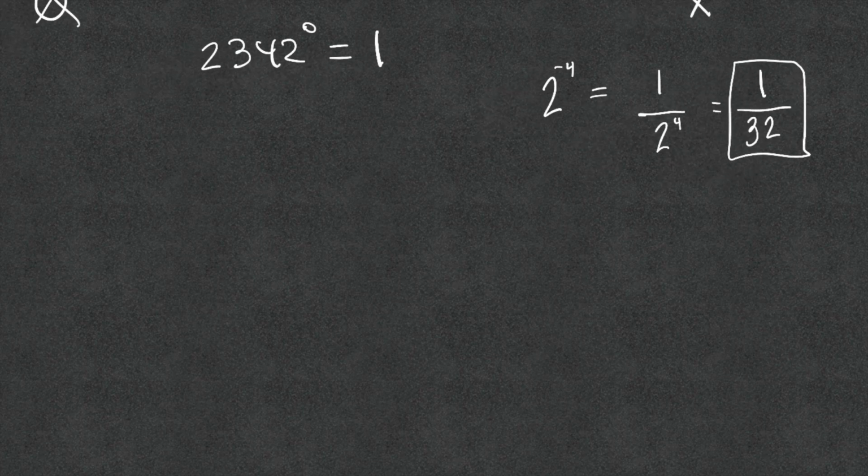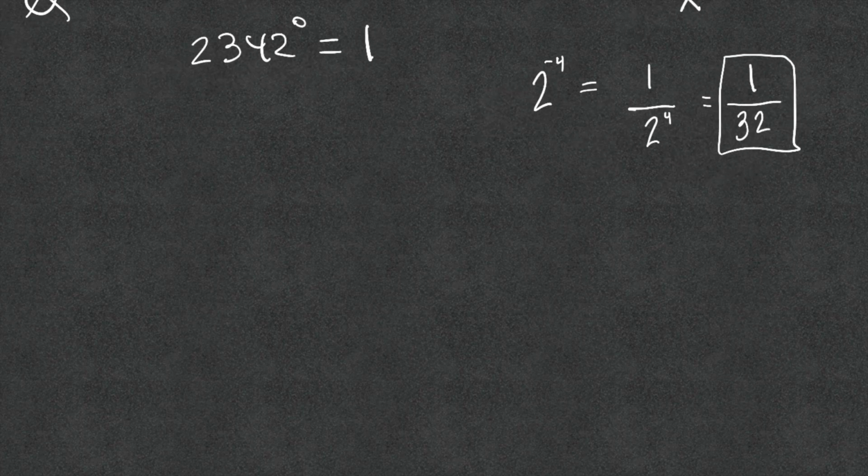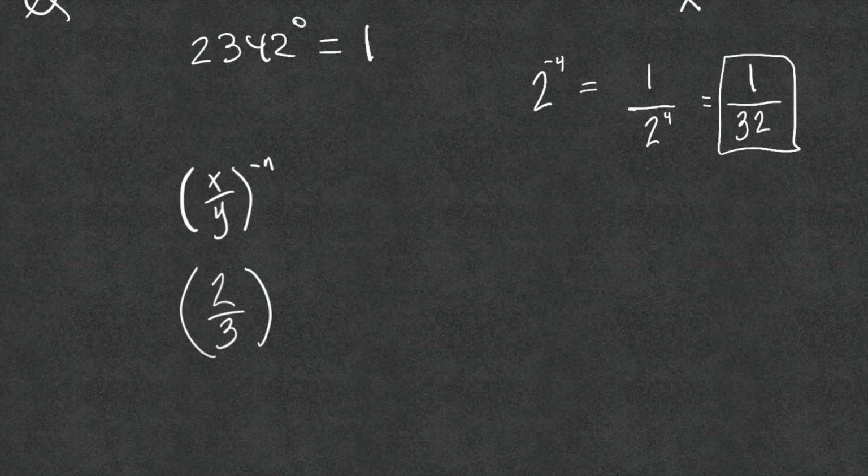So we can also sometimes have problems where the negative is on the outside of a parenthesis. And if we have multiple terms, especially something like this with a fraction form, let's go ahead and fill this in. Let's say we have 2/3, and the entire thing is being raised to a negative.